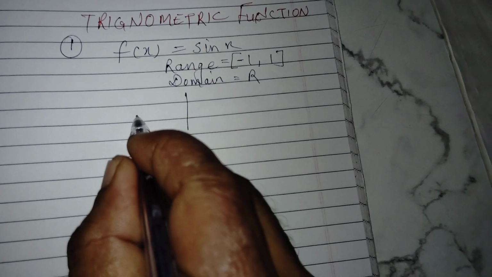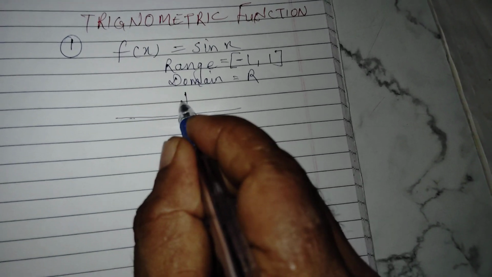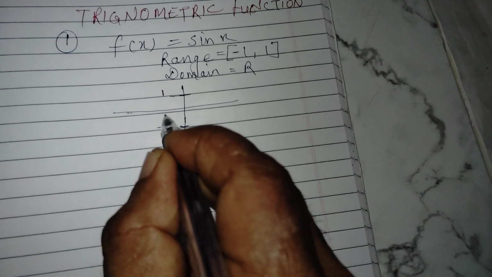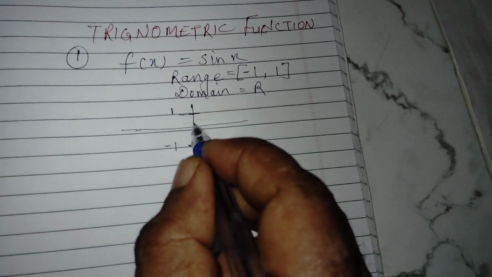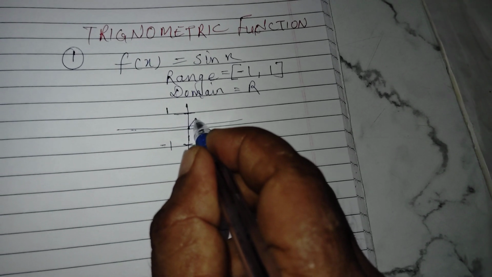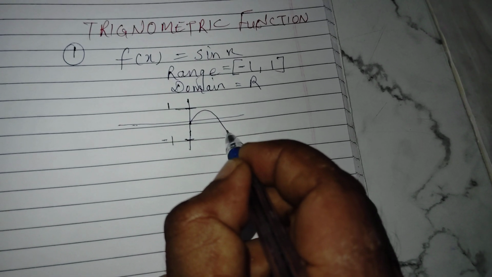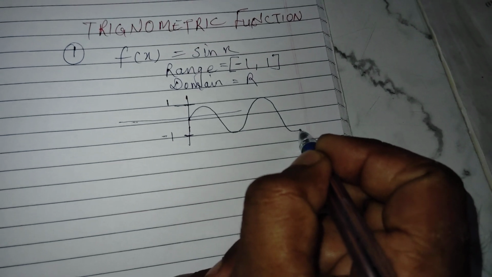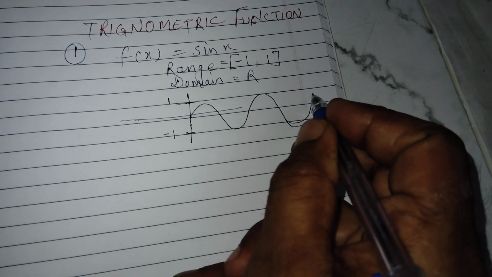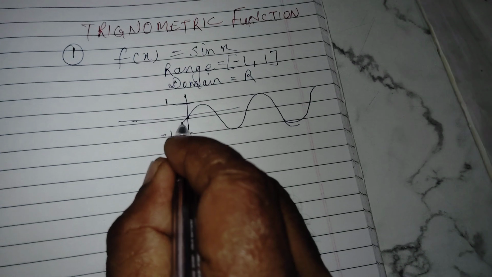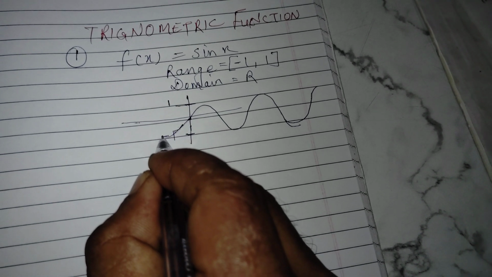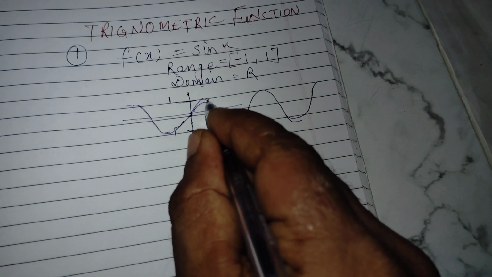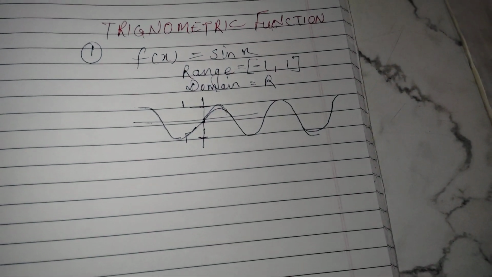So look at the graph. Suppose these are the quadrants, and this is plus 1, and at the bottom there is -1. So sin theta starts from 0, goes in the first quadrant, then goes to -1, then to +1, then -1, not below -1 or above +1. It lies between -1 and +1. So the graph lies between -1 and +1. It also touches +1 here. This is the graph of sin theta.